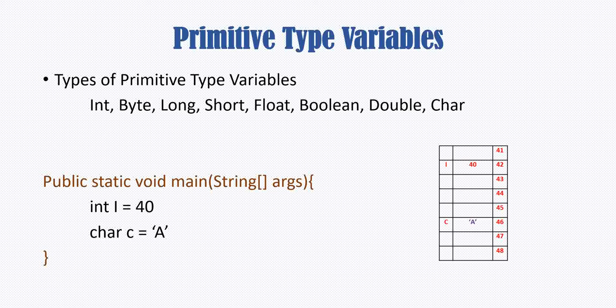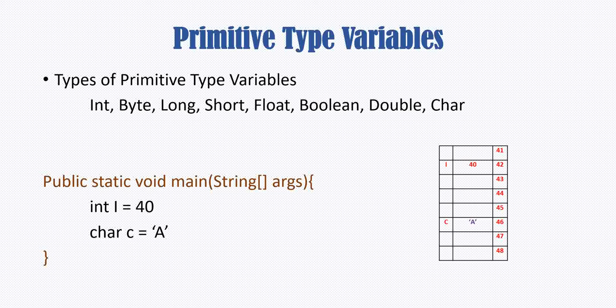So here's an example of how we can create a primitive type variable. In the main function, I'm creating a primitive type variable that is i. So I'm doing int i equals 40. I'm creating a variable i and assigning the value 40 to it. Similarly, char is also a primitive type variable, and I'm creating a char variable c and assigning the letter A to it. So the data A is stored in our char variable c.